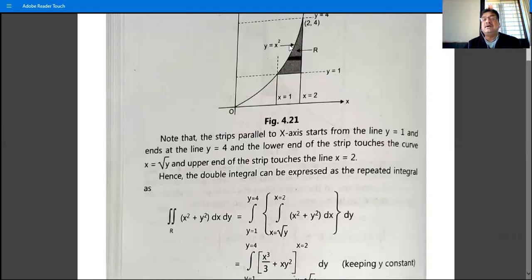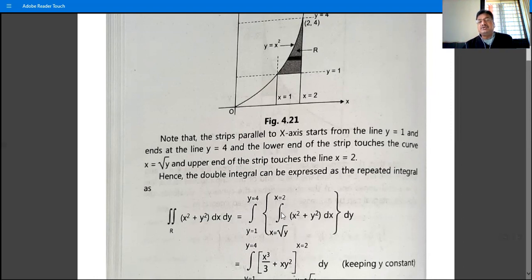So solving this, find the value of x from this equation. Y is equal to x square means x is root y. So root y is the lower limit, and the other end of the strip touches the line x is equal to 2. So we find the value of x, which is 2. So the upper limit is 2. So the lower limit is root y, upper limit is 2. Okay. So instead of this, we can also write x is equal to 2 as the lower limit, x is equal to root y as the upper limit.